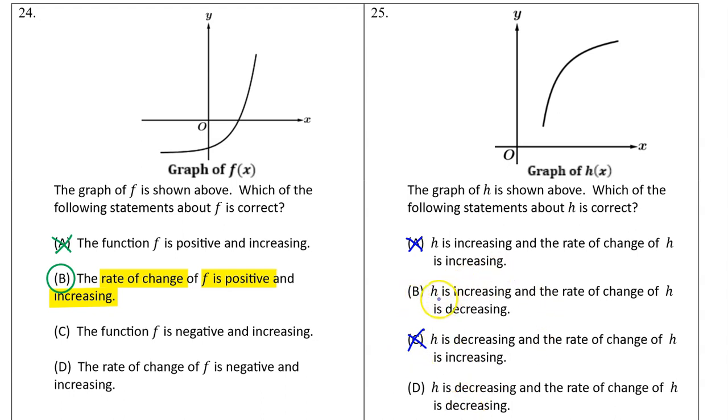So for B it says h is increasing and the rate of change is decreasing. Well, we already see that h is increasing. So the answer is going to be B, because h is increasing and not decreasing.